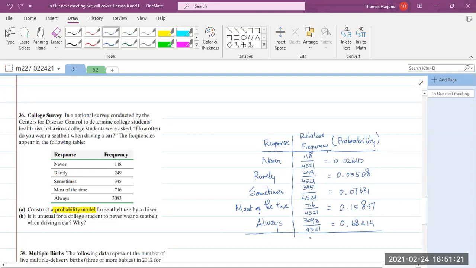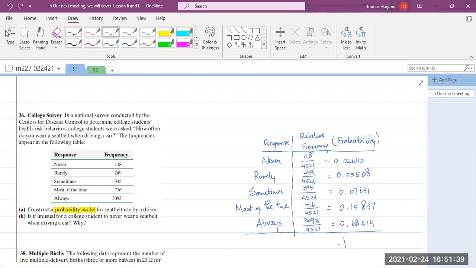Anyway, don't forget every time you have a probability distribution, at the bottom you need to add the probabilities, and the total is supposed to be 1.